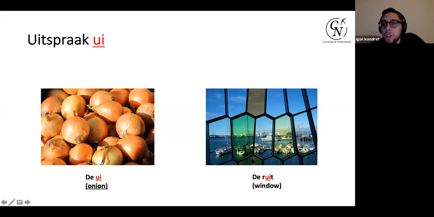And we have de ruit. De ruit is kapot. So the window is broken. So it's more about the glass of the window, not the whole window.